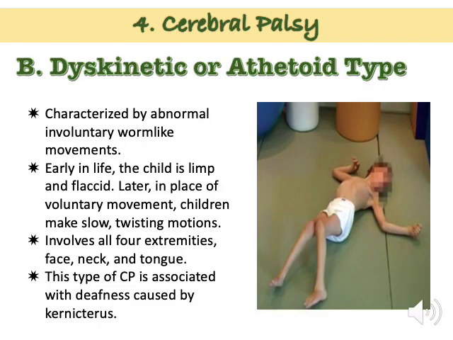Dyskinetic or athetoid type of cerebral palsy. Dyskinetic means there is a disordered muscle tone, while athetoid means worm-like. It is generally characterized by abnormal, involuntary worm-like movements. Early in life, the child is limp and flaccid, but later on, in place of voluntary movement, children make slow twisting motions. It involves all four extremities and may extend up to the face, neck, and tongue. This type of CP is also associated with deafness caused by kernicterus.